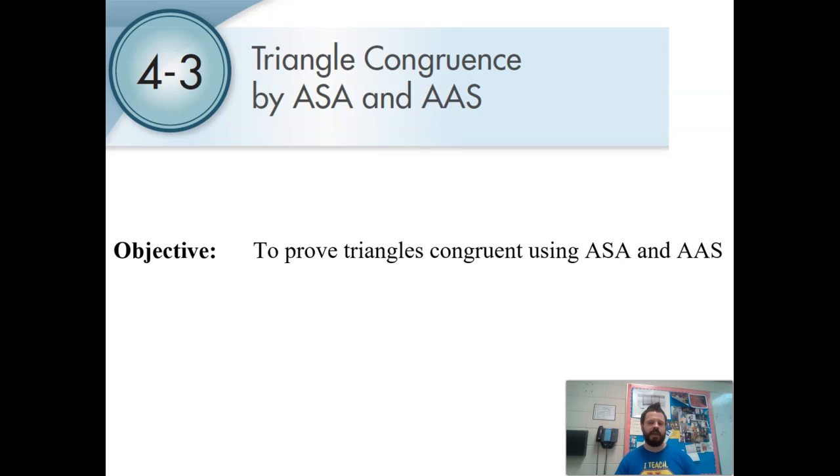Welcome back, everybody. Today we're continuing our look at congruent figures, specifically talking about proving triangles congruent. And we're going to do that by giving you two more shortcuts, two more ways of proving triangles congruent: the ASA, angle-side angle, and the AAS, angle-angle-side postulates. Objective: to prove triangles congruent using the ASA and angle-angle-side. Let's get going with that.